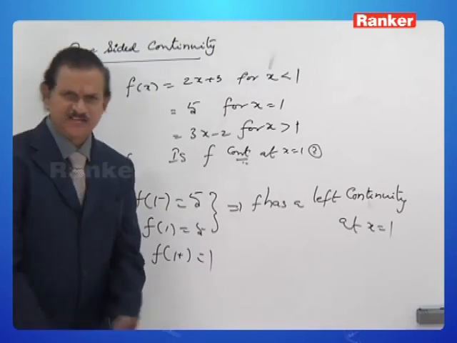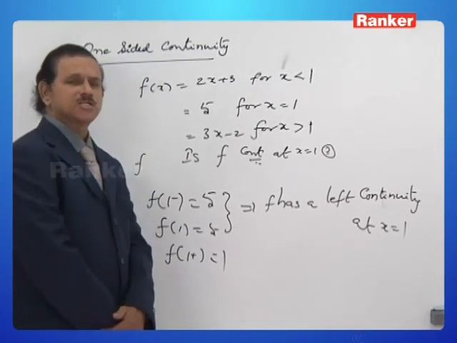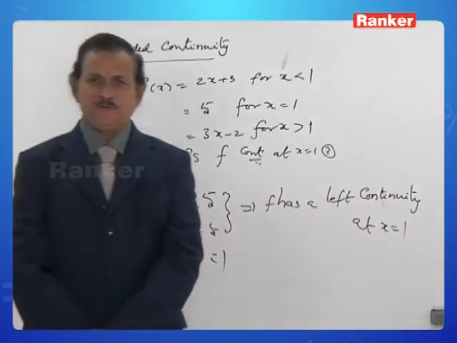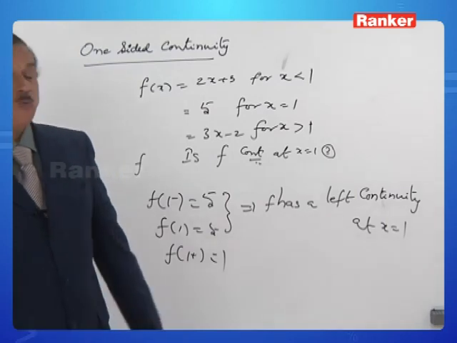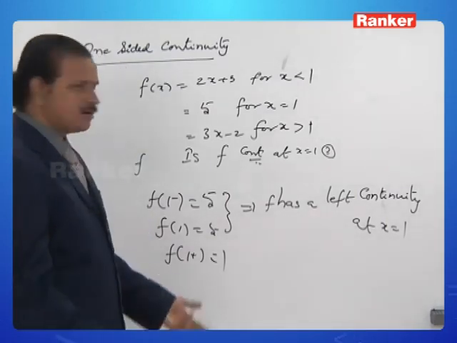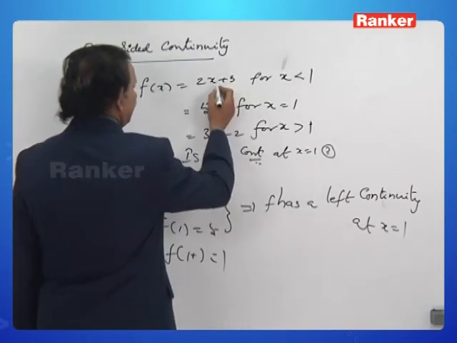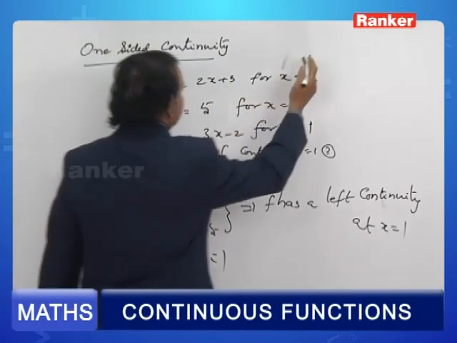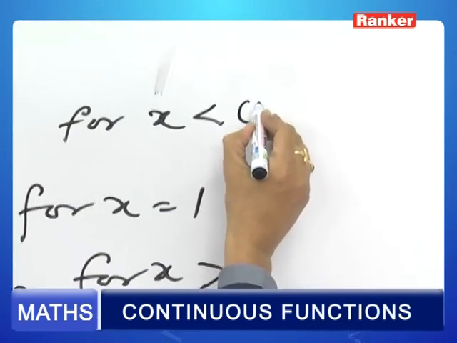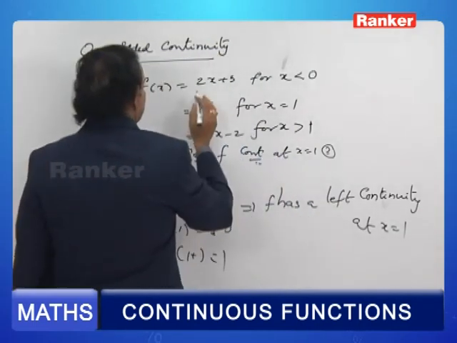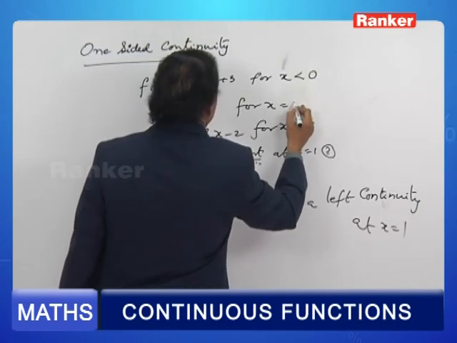Likewise, we can create so many problems also in which it is continuous from right but not continuous from left. This is what we say about one-sided continuity. It's not impossible. We can create, look here, 2x plus 3 for x less than 0, is equal to 5 for x is equal to 0.